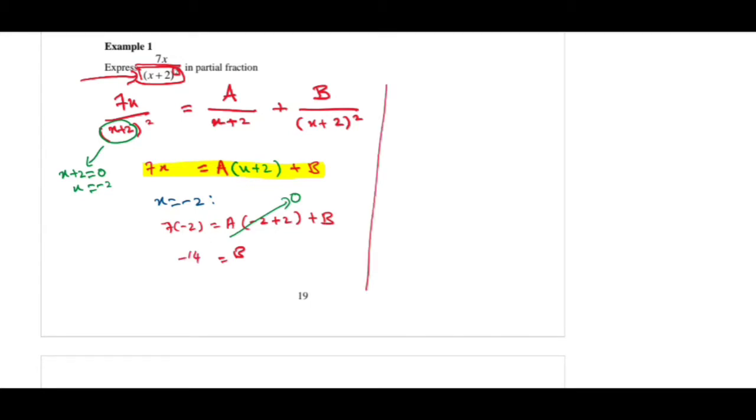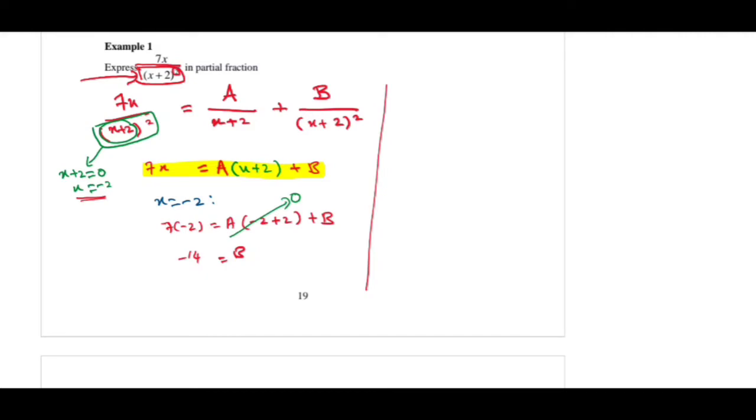Now to find a. Look at your denominator on the left hand side. Is there any other factor left? Well, there's no other factor. The only factor that we have is (x plus 2) squared. And we have used the answer, which is x equal to negative 2. We have used the value of x. To find a, we need one more answer of x. So what would that value of x be?